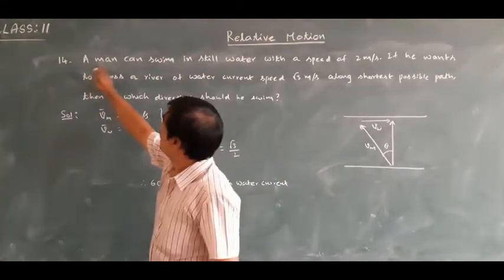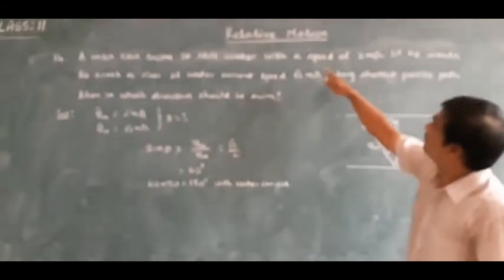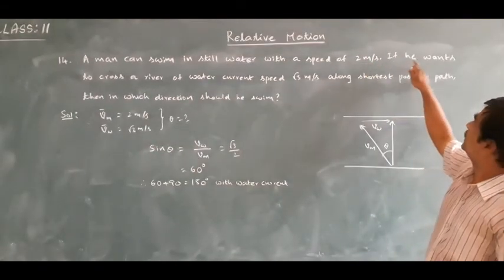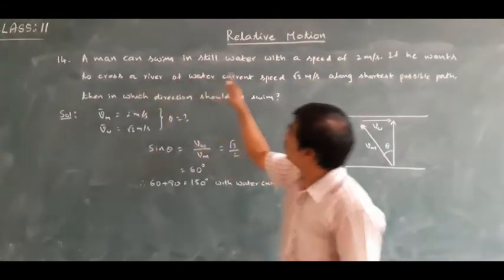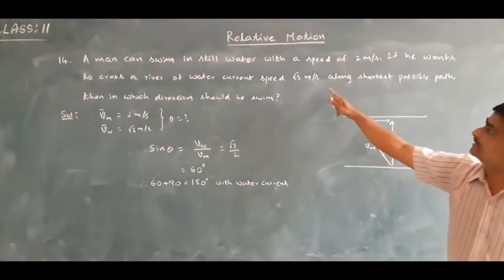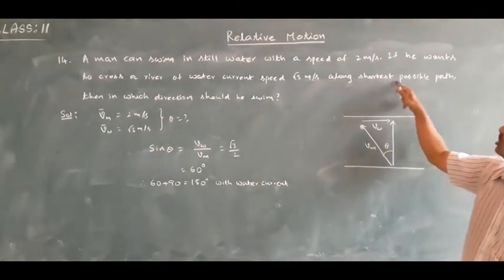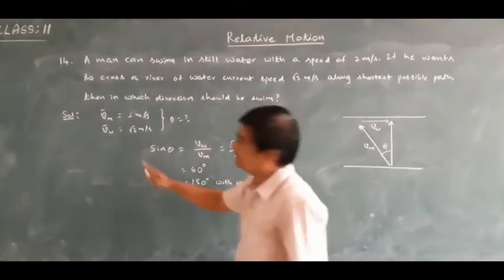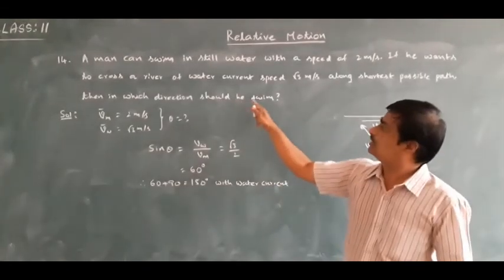Next one. A man can swim in still water with a speed of 2 meters per second. If he wants to cross a river of water current speed √3 meters per second along the shortest possible path, then in which direction should he swim?